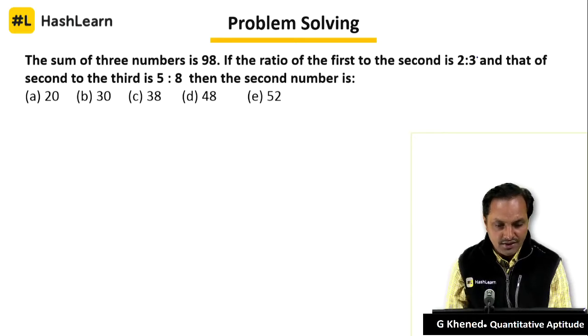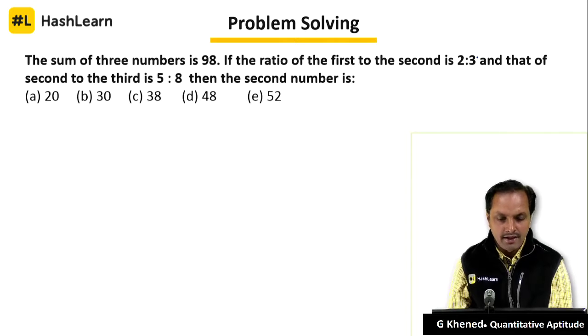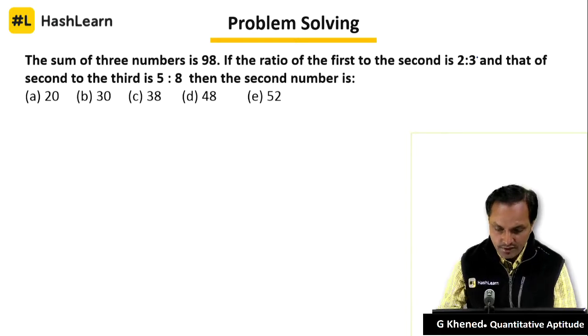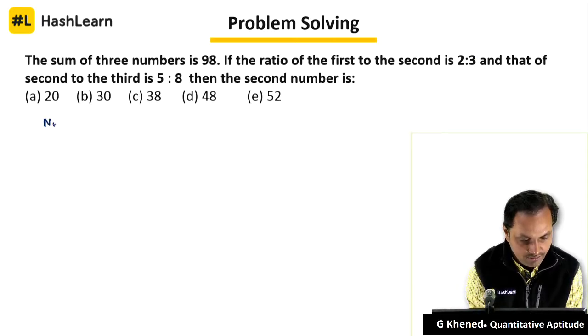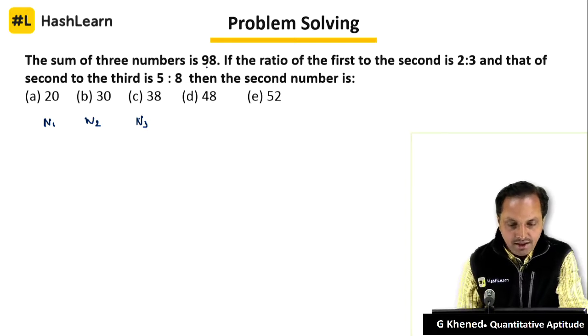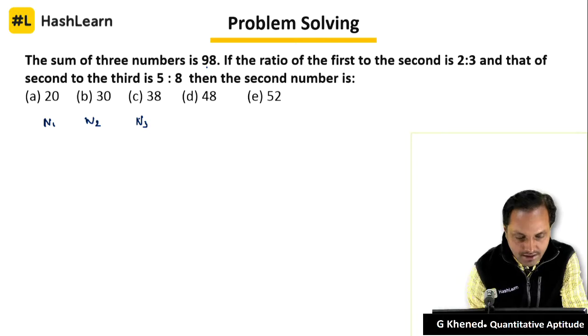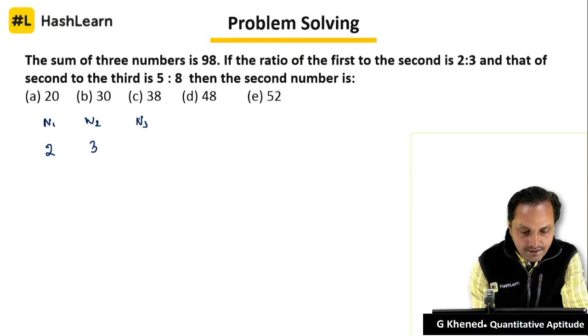The sum of three numbers is 98. If the ratio of the first to the second is 2:3 and that of the second to the third is 5:8, then what is the second number? So how many numbers are there? Three numbers. I will write these as number 1, number 2 and number 3. So the sum of these three numbers is 98.